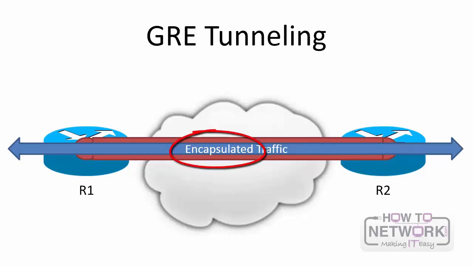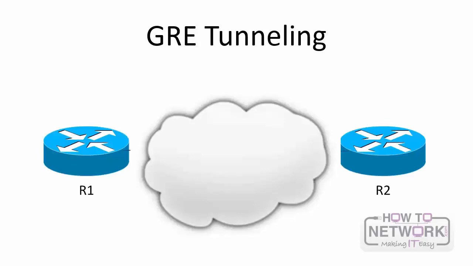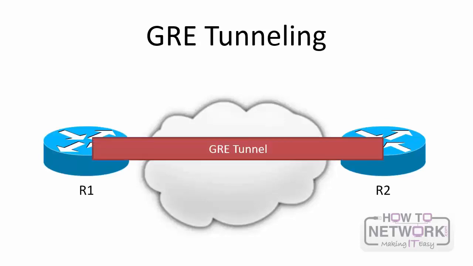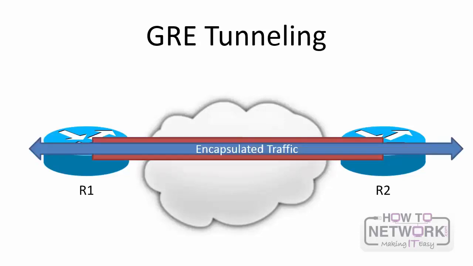When you hear the word encapsulate, you may think of security, but GRE by itself does not provide any security for the data it transmits. So again, let's take another look at GRE tunneling from a secure perspective. We have two routers, and we're going to create a GRE tunnel between both of them. The traffic that is traversing the provider is encapsulated, but it's still not secure. It could be viewed if somebody wanted to view it. It's still in the open.